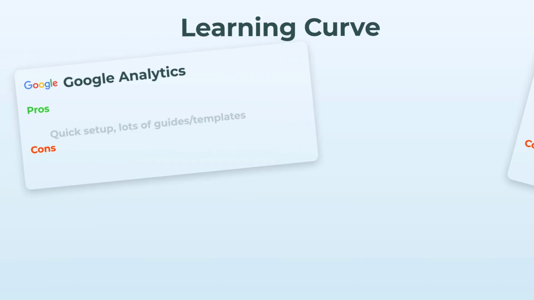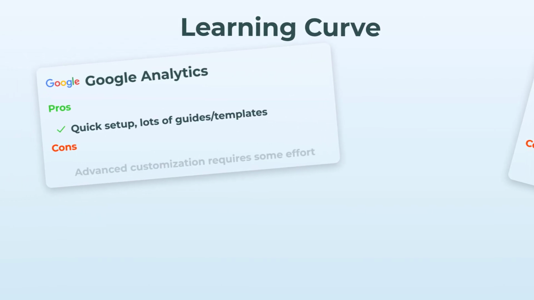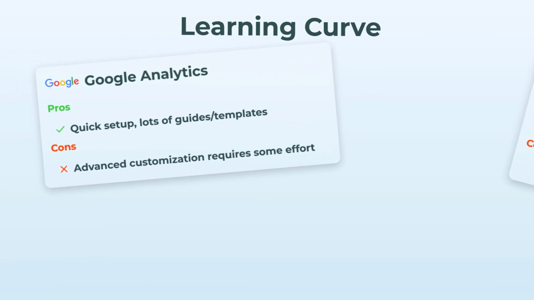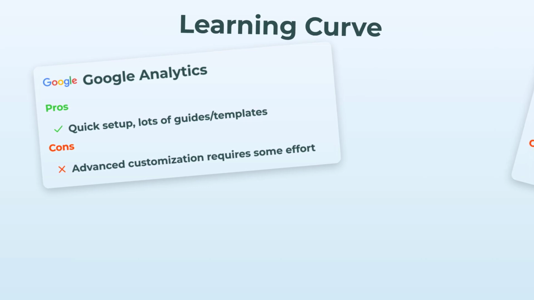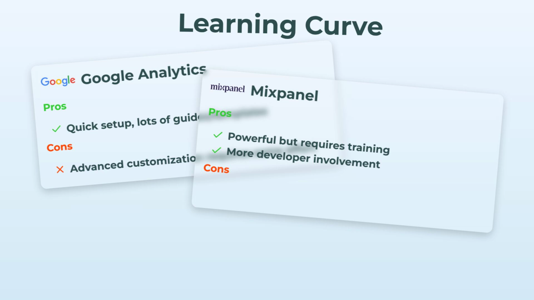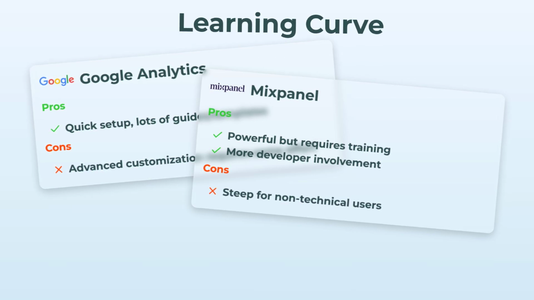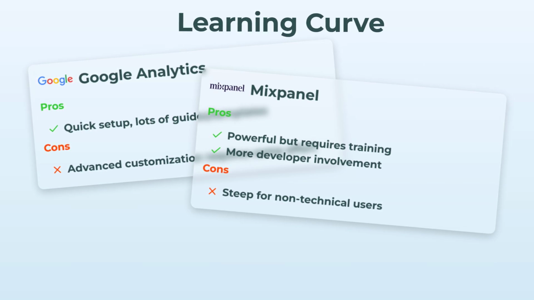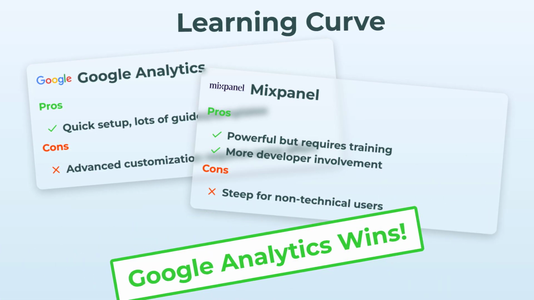Learning curve. Google Analytics is super quick to set up, and there are tons of guides, templates, tutorials. You'll be up and running before you can say conversion rate. But the really advanced stuff does take a bit of effort. Mixpanel is much more powerful. But here's the thing, it will need your devs' help. If you're non-technical, it's a steep climb, no way around it. For the average user, Google Analytics is way easier to learn. So Google Analytics wins this round.